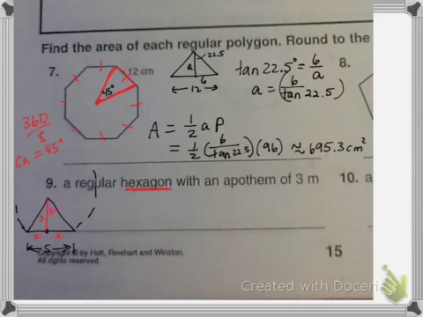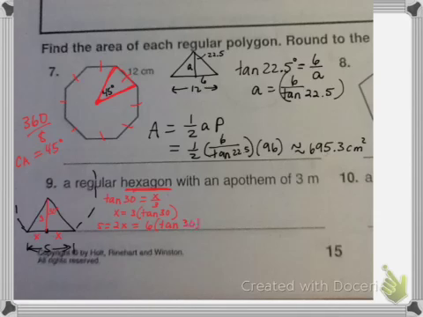So now we can find our x, which is half of our side length, by doing tangent of 30 equals opposite over adjacent. So half of our side length is 3 times the tangent of 30. So since we have to double that, my side length is always 2 times that x. I'm going to get 6 times the tangent of 30 for my side length. Okay?